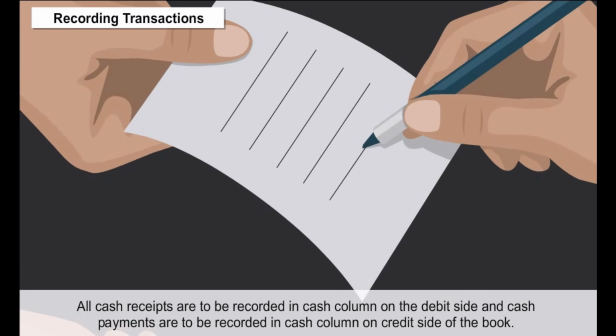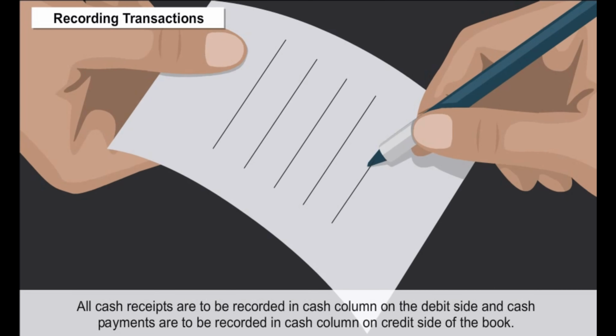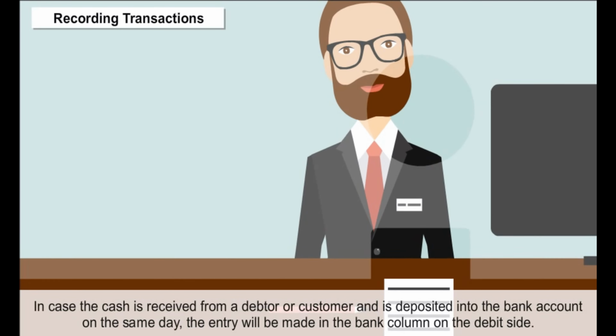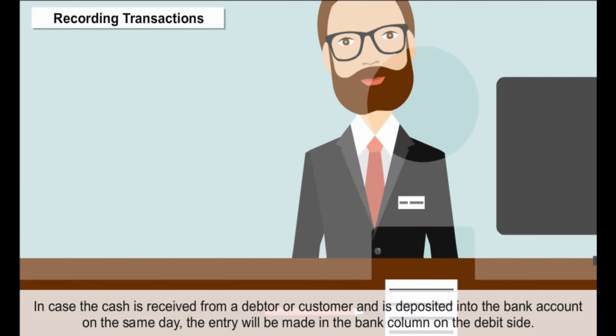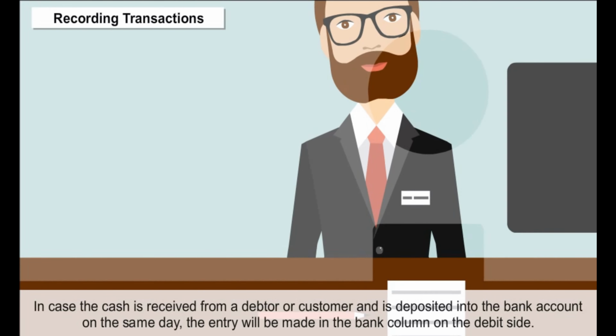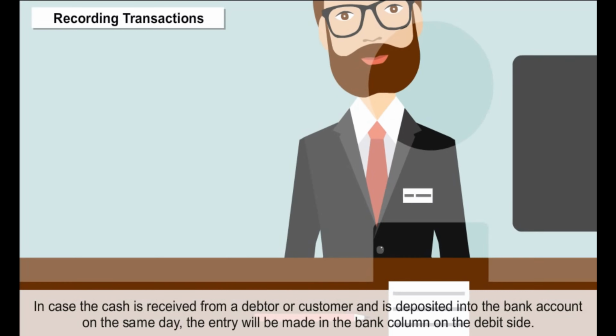and cash payments are to be recorded in the cash column on the credit side of the book. In case the cash is received from a debtor or customer and is deposited into the bank account on the same day, the entry will be made in the bank column on the debit side.